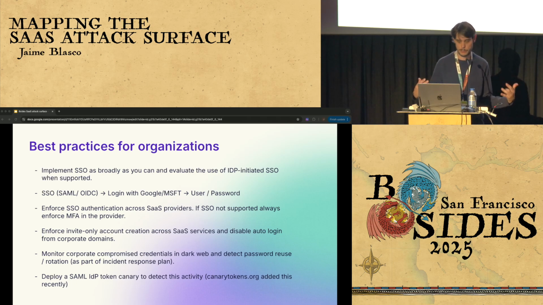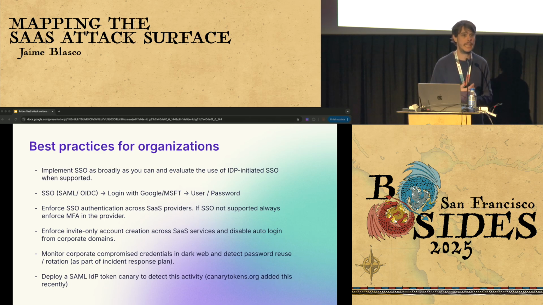If you're an organization, make sure that you implement SSO as broadly as possible. I know this is not always possible, but try to do as much as you can. If the SaaS provider supports it, don't allow SP-initiated SSO. And I know that's not the case even in 1% of them, so it's a problem. Always, if you have SSO, that option is better than OAuth and better than user and password, and enforce SSO across every SaaS provider you can. And if SSO is not supported, at least try to enforce MFA as much as you can. Always disable the invite only. The invitations.